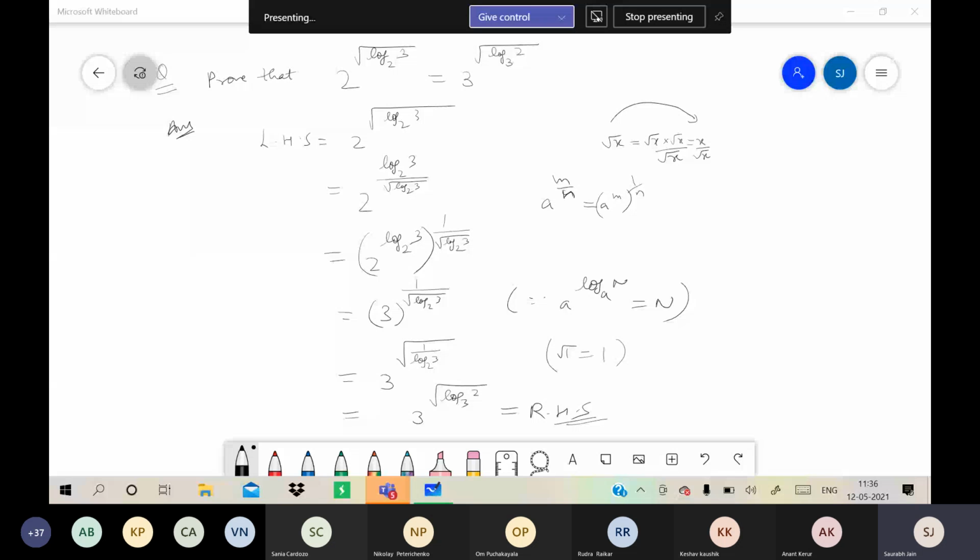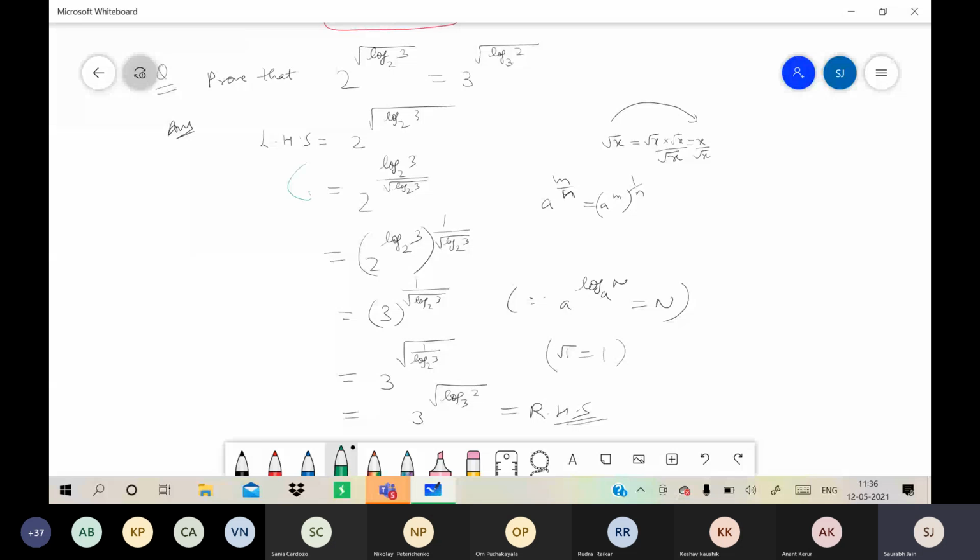Listen, I will repeat it again. Listen carefully. We start with the left hand side, correct? Then what is the first change? I told you that whenever root x is there, root x can be written as x upon root x. Just like suppose you have y and root y. If I want you to write it in simplest form, you will say that y and root y will get cancelled and root y will remain. So this is of that type only. Root x can be written as x upon root x, correct?